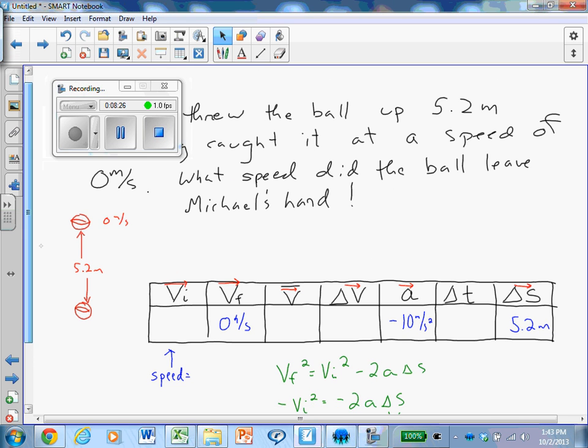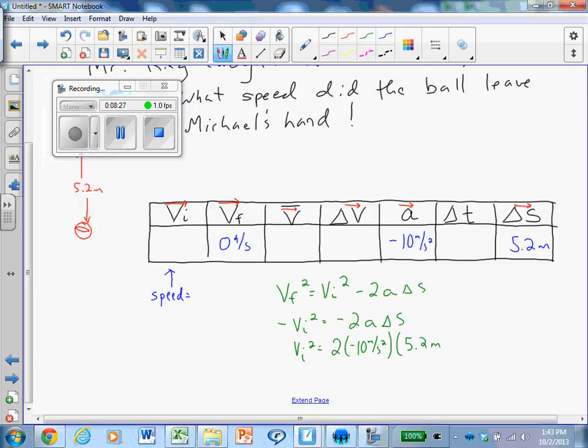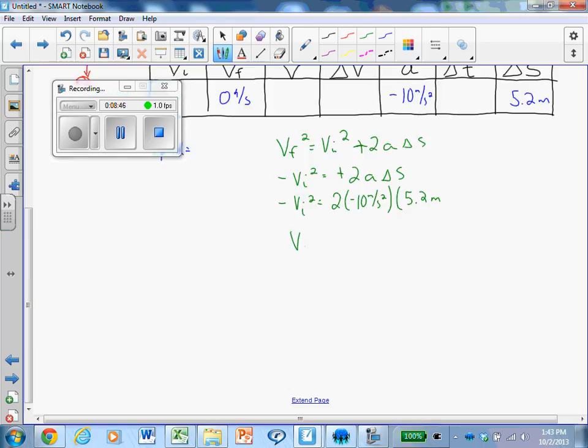So this is actually supposed to be positive here. I made a mistake. So we still have the minus over here, and then that goes away. 2 times 10 times 5.2 is 104.